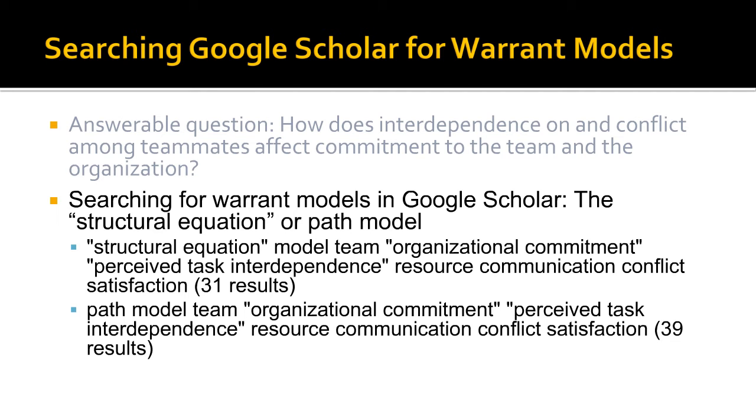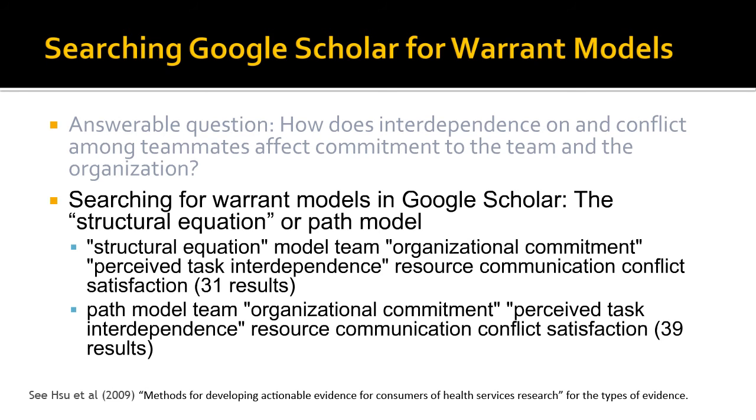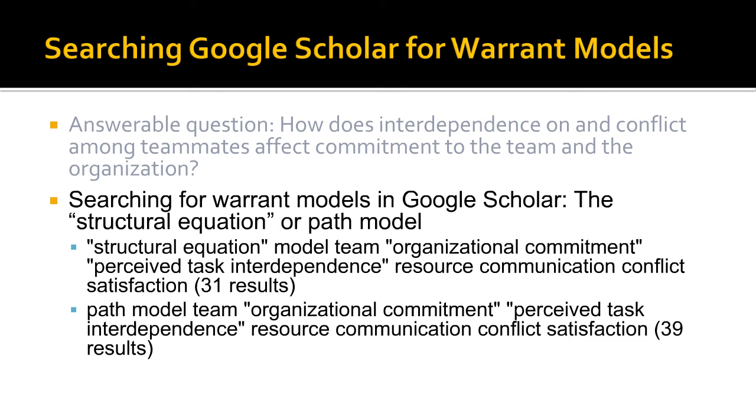The article by Sue et al. 2009 that is entitled Methods for Developing Actionable Evidence for Consumers of Health Services Research can be found in the Files section and provides an overview of each of these article types. A very helpful feature of Google Scholar is that it will automatically sort the results in the order in which they are likely to be relevant for your search. This allows us to compare the results of 2 different model types to see if any papers consistently come out on top.